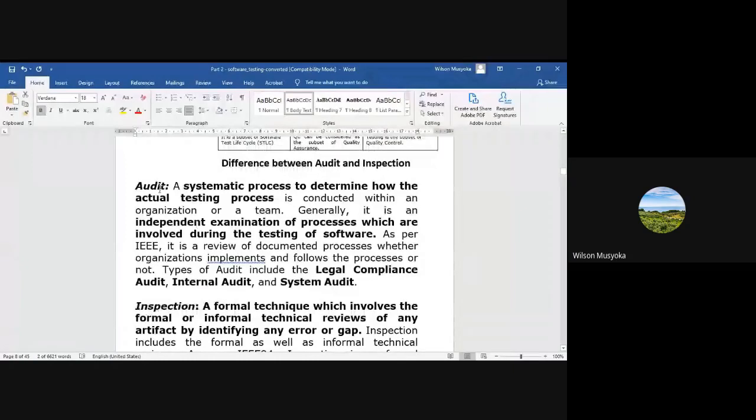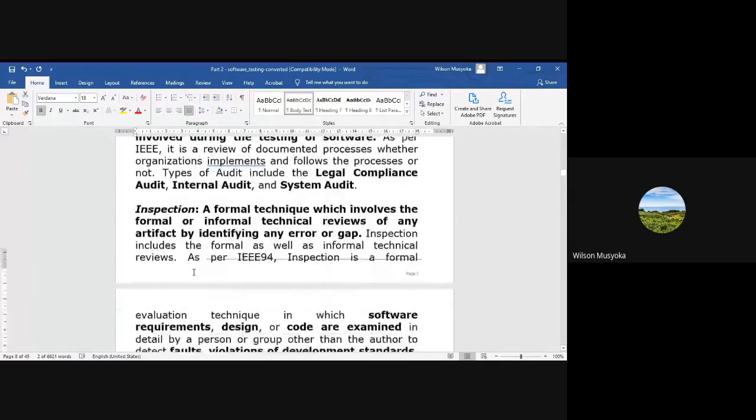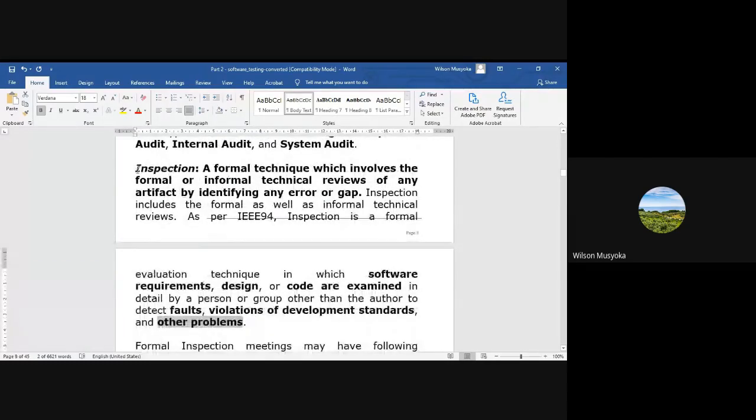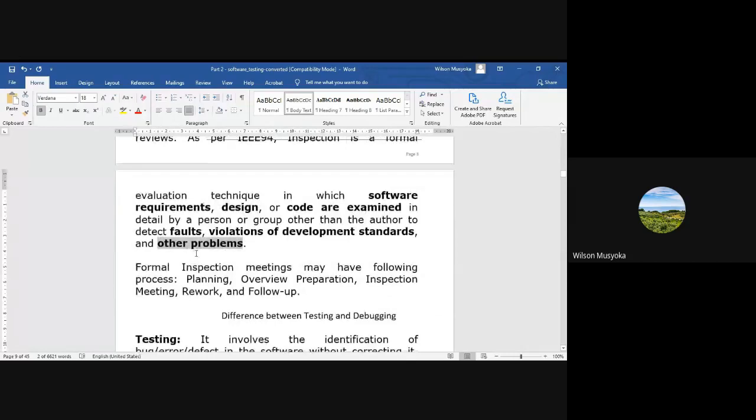So an audit is carried out before you do the actual testing. During the actual testing, that is when we call it an inspection process. So that is the difference between those two terms.